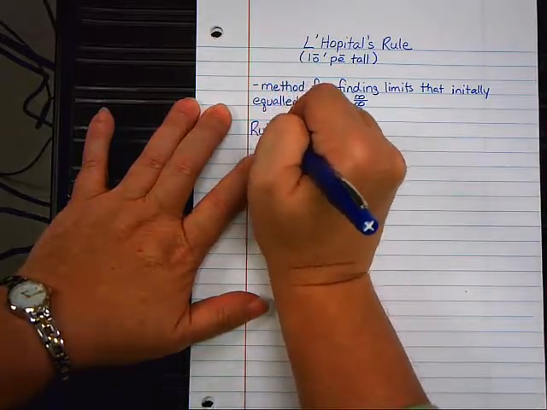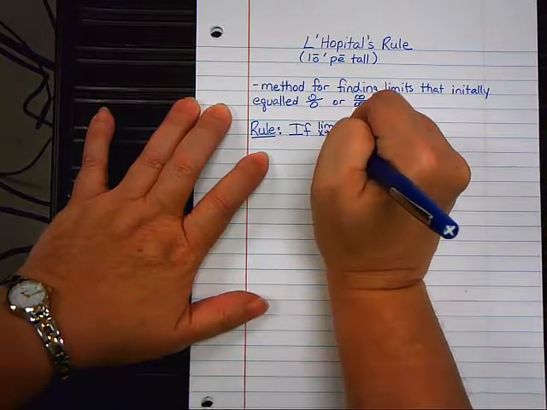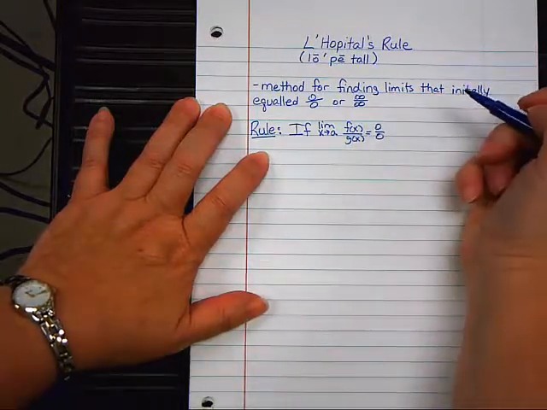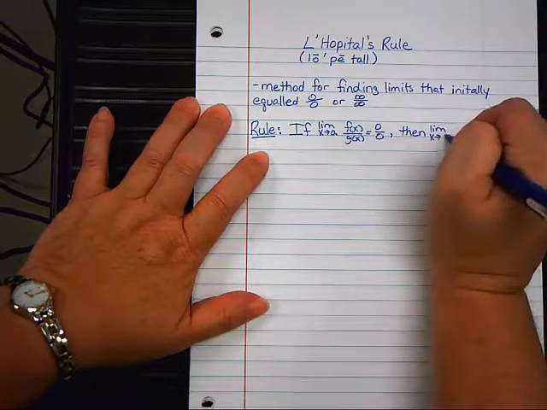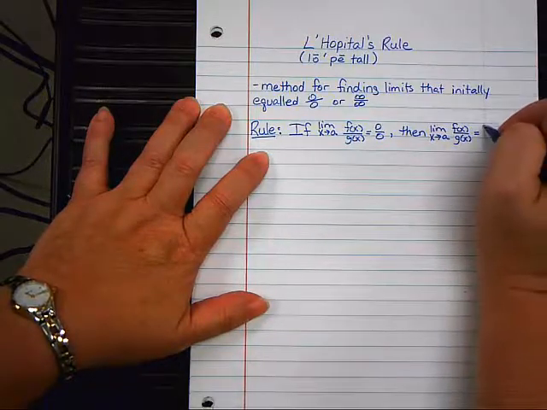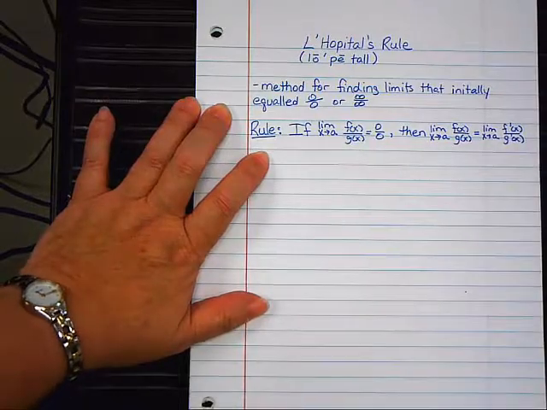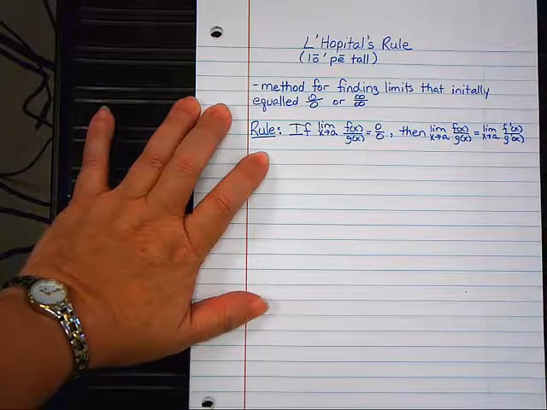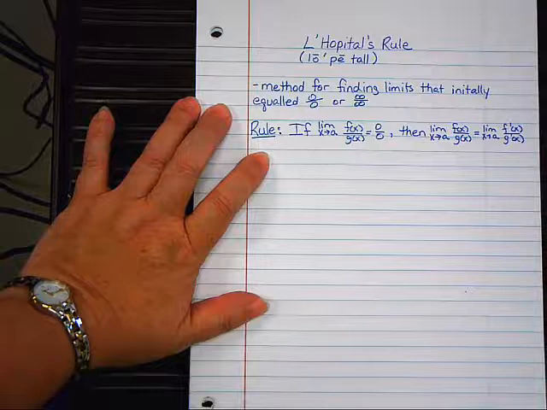Here is L'Hôpital's rule simply put. It says if the limit as x approaches a of f of x over g of x equals 0 over 0 or infinity over infinity, then the limit as x approaches a of f of x over g of x is also equal to the limit as x approaches a of f prime of x over g prime of x. What L'Hôpital discovered was that if you're taking a limit and you end up substituting it first and getting 0 over 0, if you just take the derivative of the top and the bottom of the fraction, then try substituting, you will get the same answer as the correct limit.